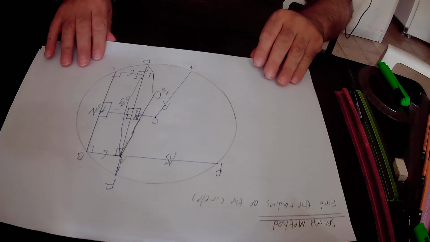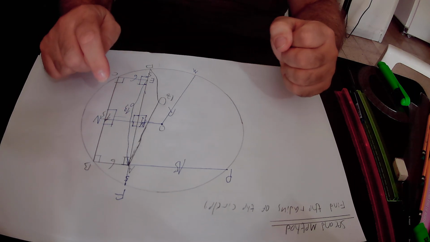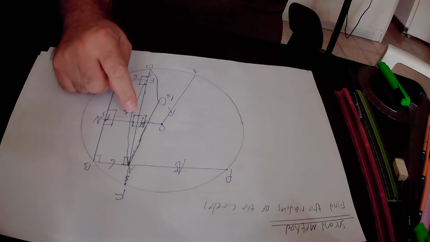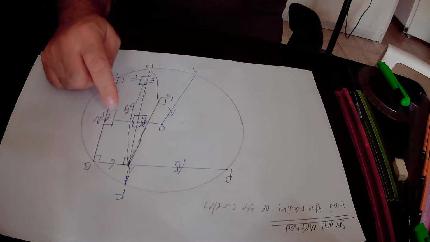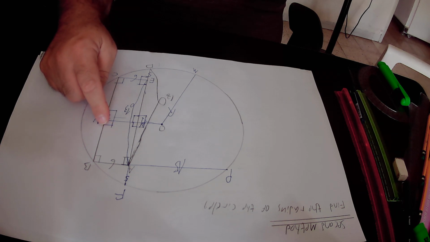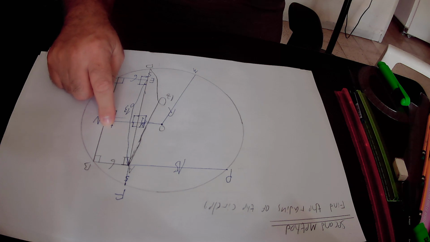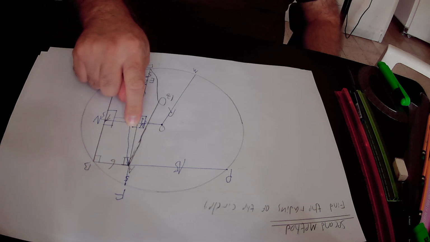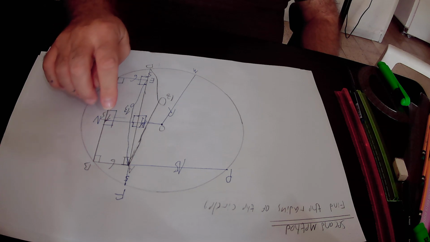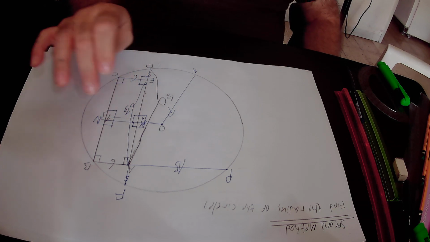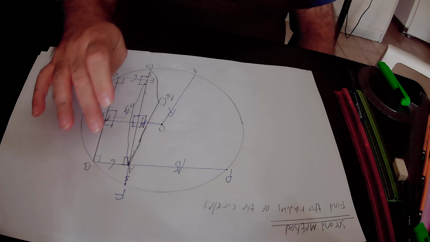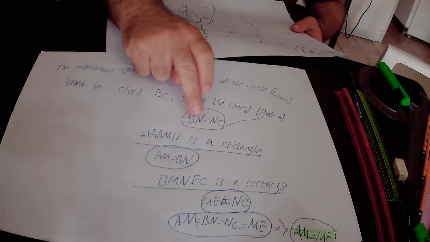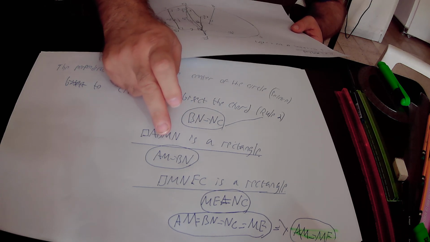Then we focused on quadrilateral ABMN. In quadrilateral ABMN, we have 1, 2, 3 right angles. Here, this is the fourth angle, because we have perpendicular ON, therefore this angle equals 90 degrees. So we have 3 right angles inside quadrilateral ABMN. Therefore the fourth angle must also equal 90 degrees. Therefore inside quadrilateral ABMN we have 4 right angles, therefore quadrilateral ABMN is a rectangle. We know that the opposite sides of a rectangle are equal to each other, that is to say AM equals BN.